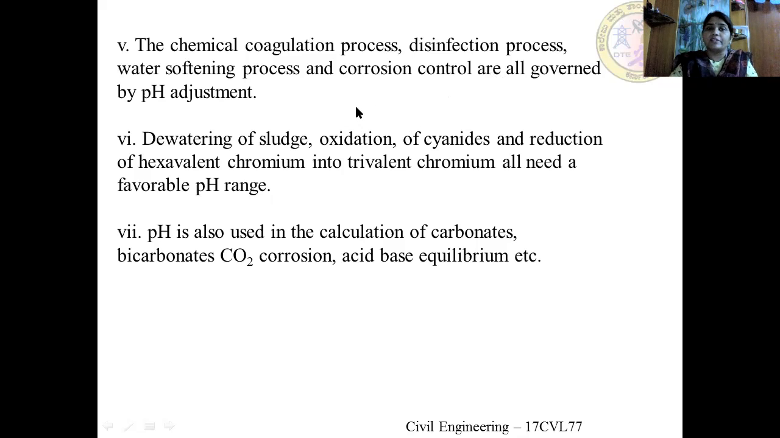the pH adjustment. Then dewatering of sludge, oxidation of cyanides, and reduction of hexavalent chromium into trivalent chromium all need a favorable pH range. pH is also used in the calculation of carbonates and bicarbonates, that is, when we determine the alkalinity, then carbon dioxide corrosion, and acid-base equilibrium. In all such cases, we need to determine the pH and adjust the pH.